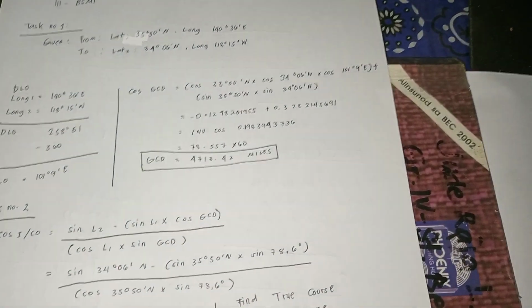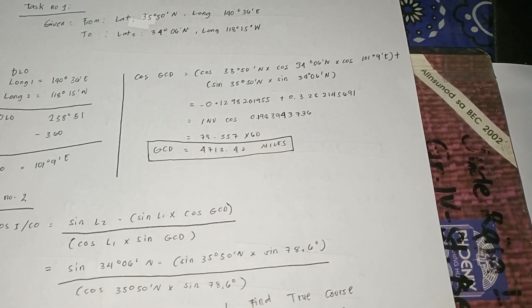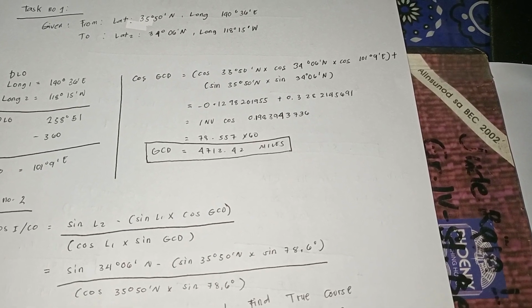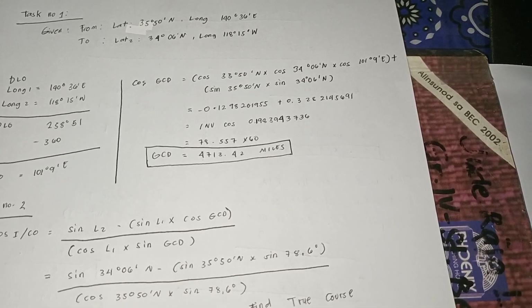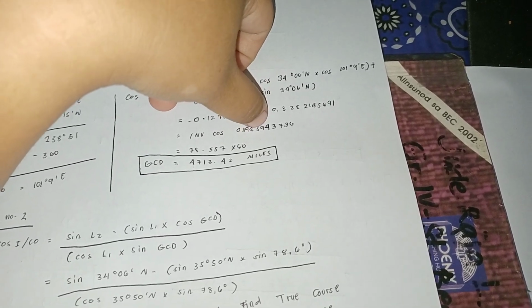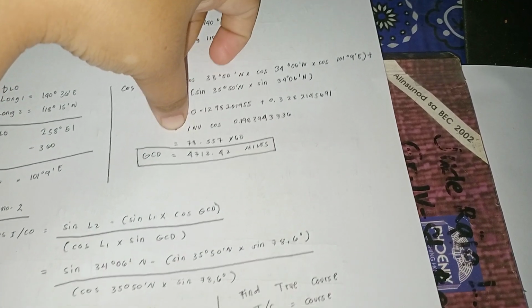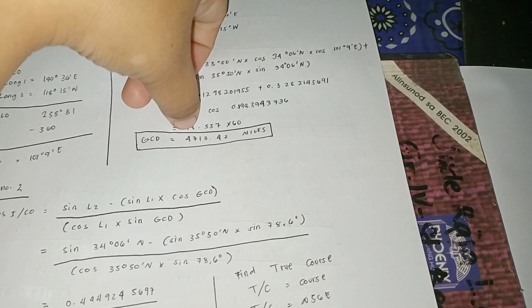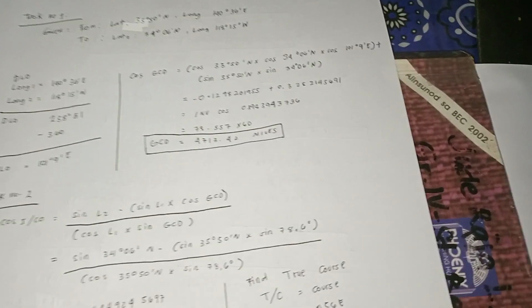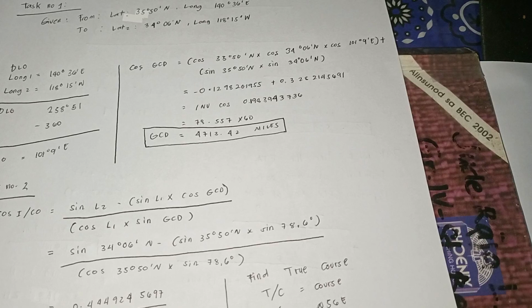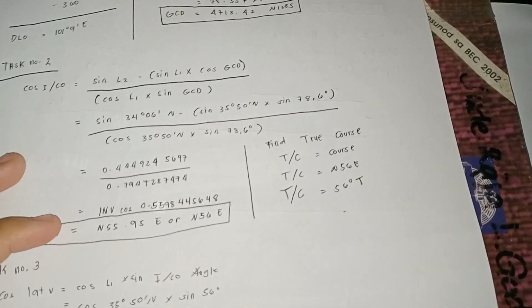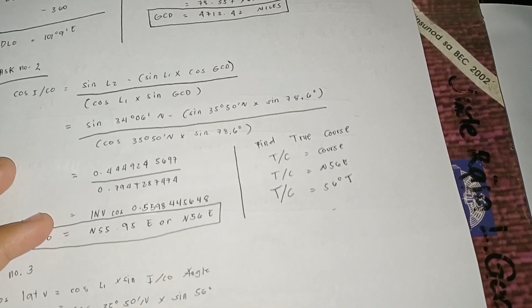So negative 0.12129820195 plus 0.32821465691. For our INV cos, we have 0.19839437, which gives 78.557. Times 60, we have a total of 4713.42 miles.